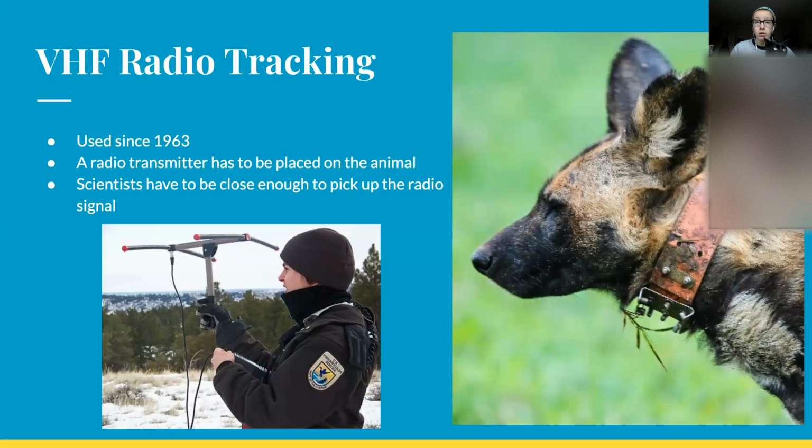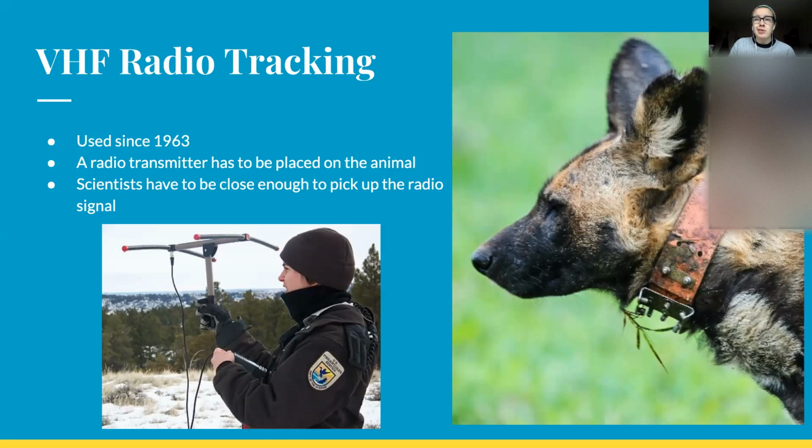Those beeps on the collar of the radio tracker, which is placed on the animal, have to be picked up by an antenna. And you can see here that this Fish and Wildlife Service person has a big antenna that they're holding out. What they're doing is walking around and seeing which direction the beep sounds louder from, and then they'll go towards that until they actually find the animal.